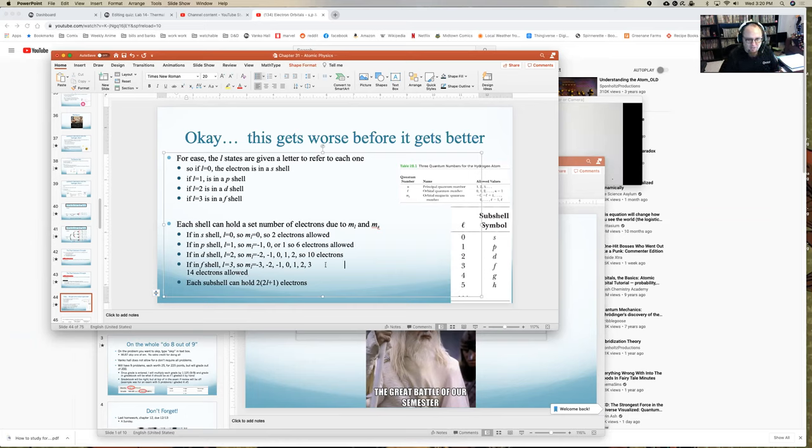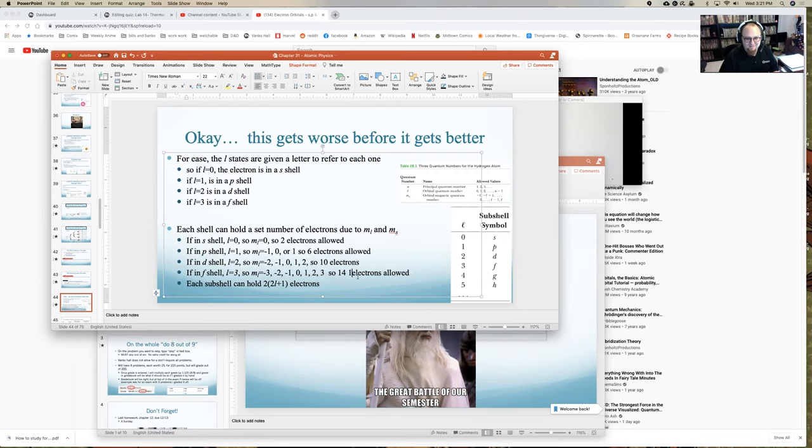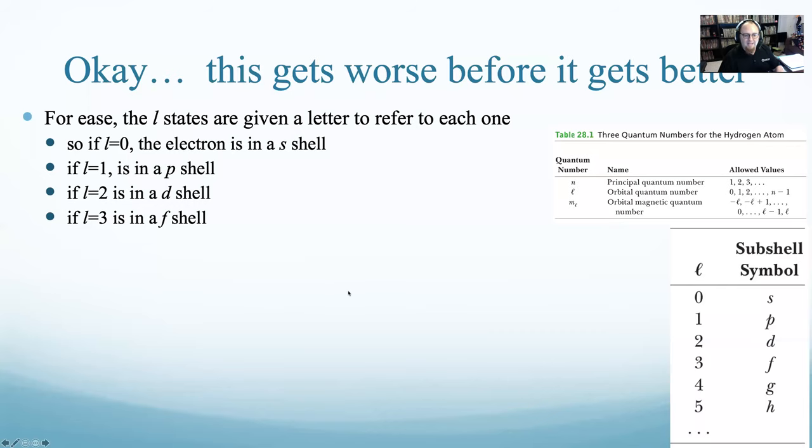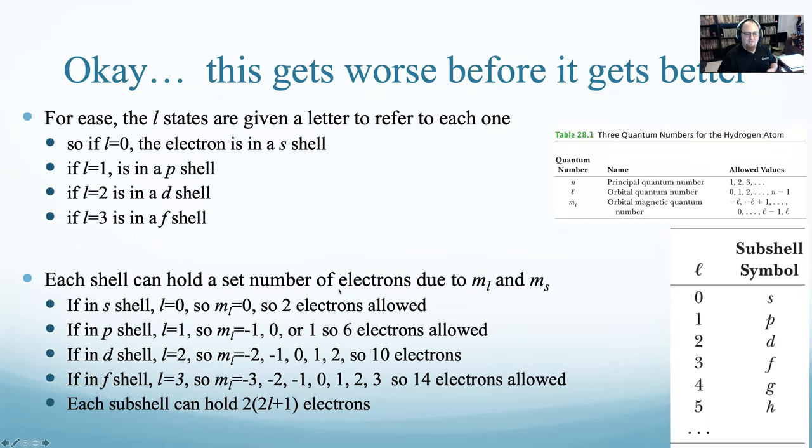As I said before, each subshell can hold 2 times (2L plus 1) electrons. It's 2L because we're going from negative 2 to 2 and so on: negative 2, negative 1, 1, and 2. The plus 1 represents the 0, and the 2 is because of the spin.